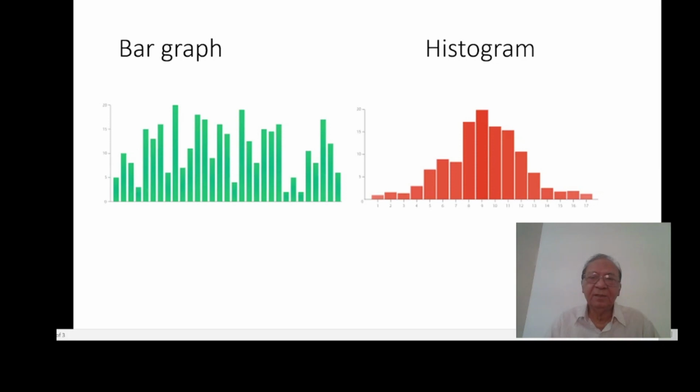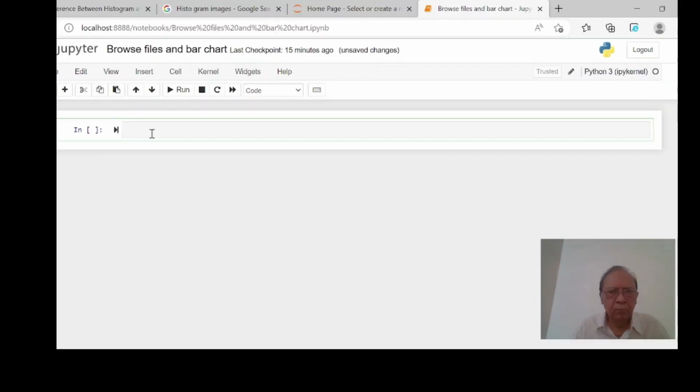Now, I will go directly to Jupyter, where we will first write the commands. We will import one package which will help us to browse the files, and then you can select one of the files to work on, and then automatically the window will close. Let us go to Jupyter. I have already opened Python 3 in Jupyter. I have named this file browse files and bar chart.